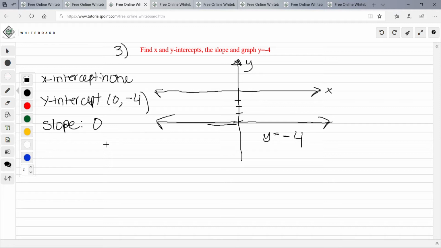So it does not have an x-intercept. It has a y-intercept of 0, -4, and it has a slope of 0.